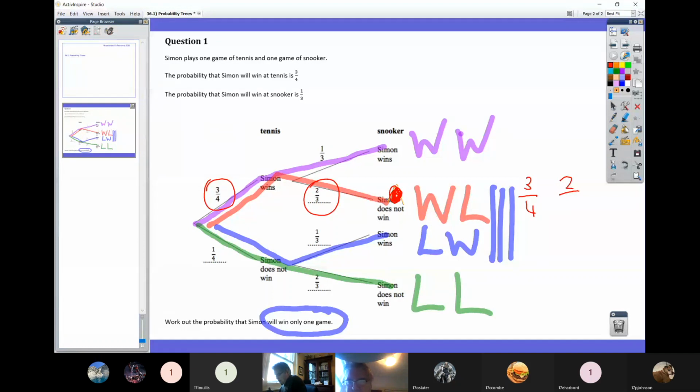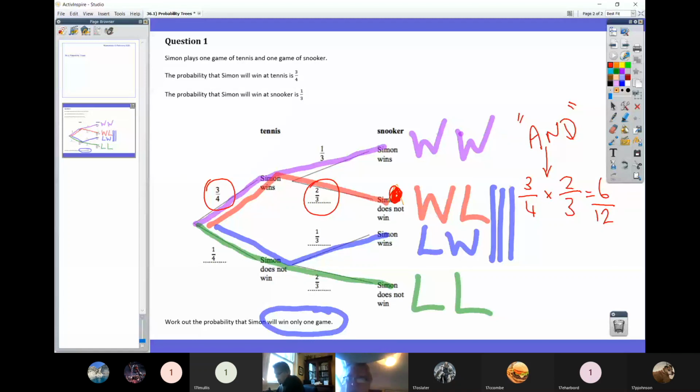Now, the next bit you're going to have to learn and remember. We're talking about Simon winning at tennis and then losing at snooker. Whenever you say this sentence and you get an "and", that is when you've got to multiply the fractions together. And how do we multiply fractions? It's top times top, bottom times bottom. 3 2s are 6, 4 3s are 12. So that's the probability that he wins and then he loses. So that's one way he can win only one game.